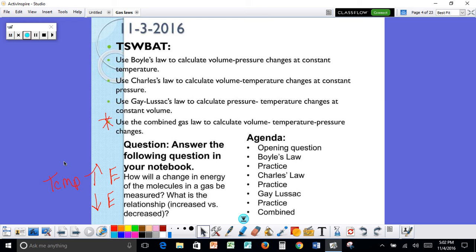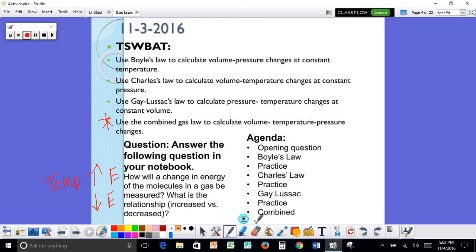Lastly, we will look at the combined gas law, which incorporates all three of these laws together in a relationship that looks at not only volume, but not necessarily a relationship between volume and temperature, or pressure and temperature, or pressure and volume, but it does all three at the same time. So it's the relationship between volume, temperature, and pressure.